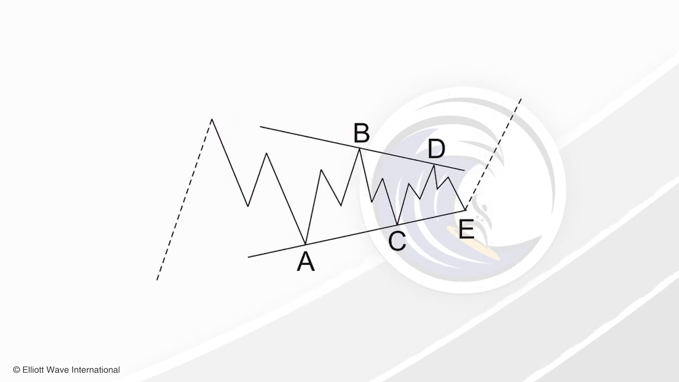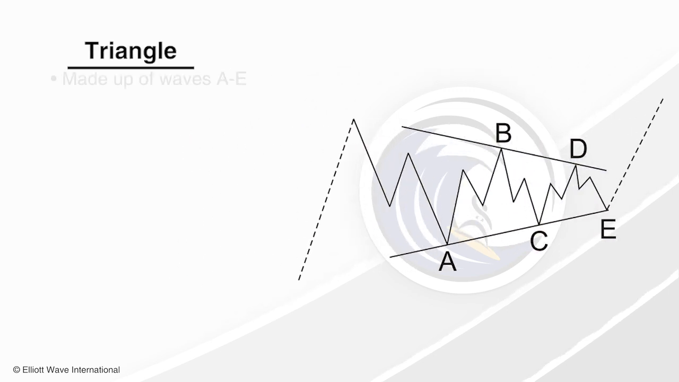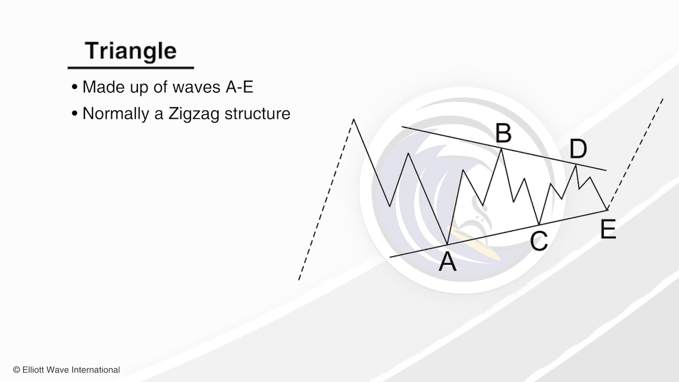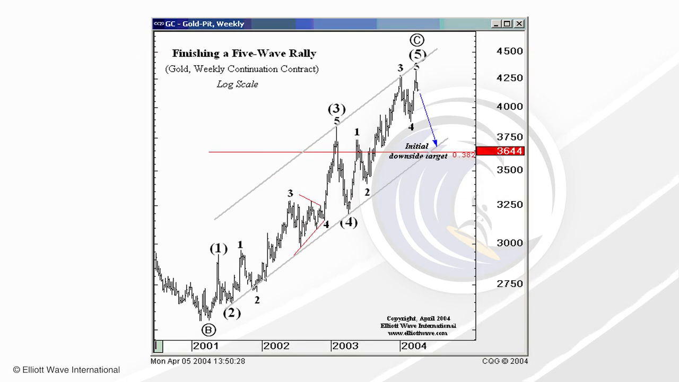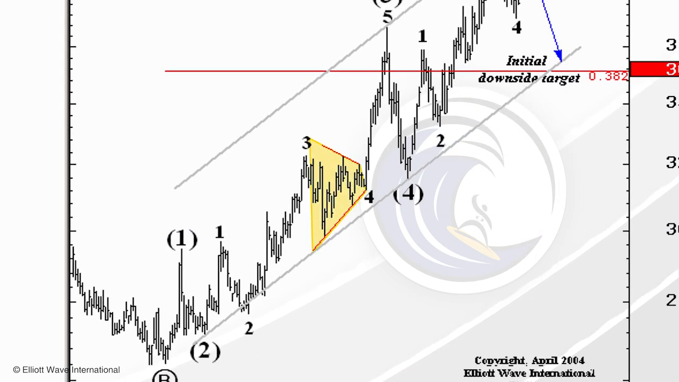The next type of corrective structure is called the triangle. A triangle is made up of waves A, B, C, D, and E. Each wave is normally a zigzag, although sometimes, most often, wave C will be more complex, maybe a double zigzag or triple zigzag. And we'll talk about those combinations later. And here's an example. This is gold futures. It's a weekly chart from 2001 to 2004. And you see this triangle structure in wave 4.